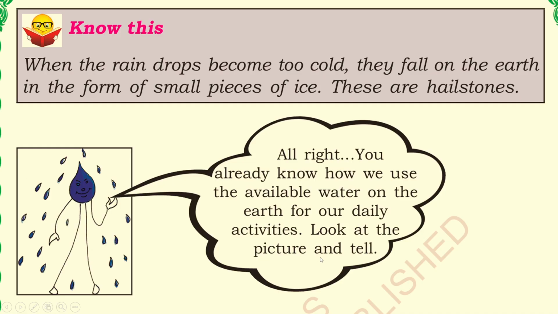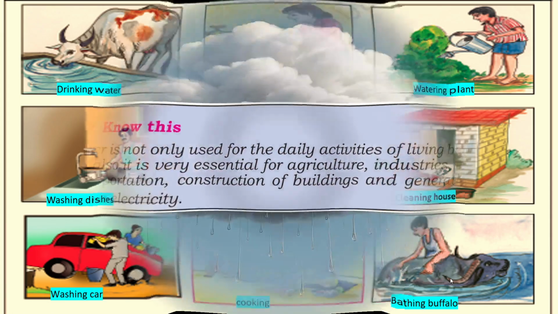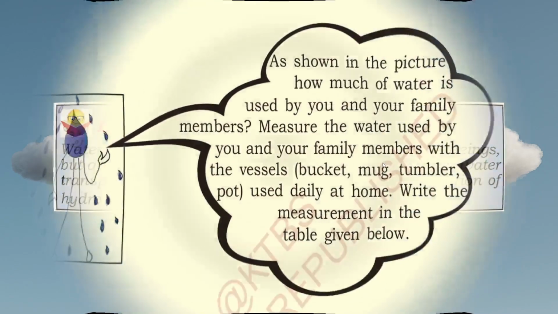All right, you already know how we use the available water on the earth for our daily activities. Look at the picture and tell. Drinking water, washing hands, watering plants, washing dishes, washing clothes, cleaning houses, washing car, cooking, bathing, buffalo. Know this: water is not only used for daily activities of living beings, but it is also very essential for agriculture, industries, water transportation, construction of buildings, and generation of hydroelectricity.